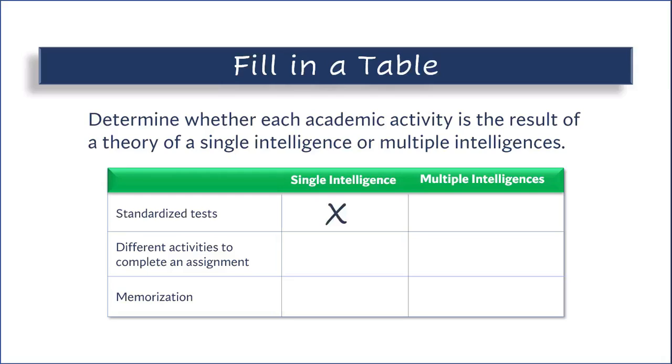Allowing students to do different activities to complete an assignment means that students can use various types of intelligence to do a single task. This goes under multiple intelligences. Memorization relies on a single skill, so this goes under single intelligence.